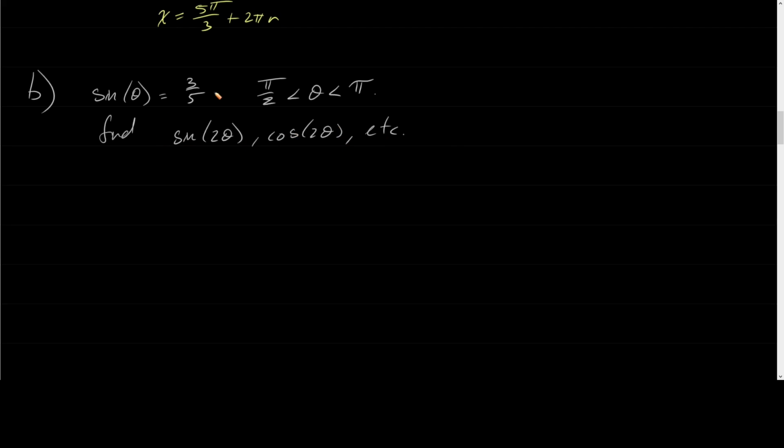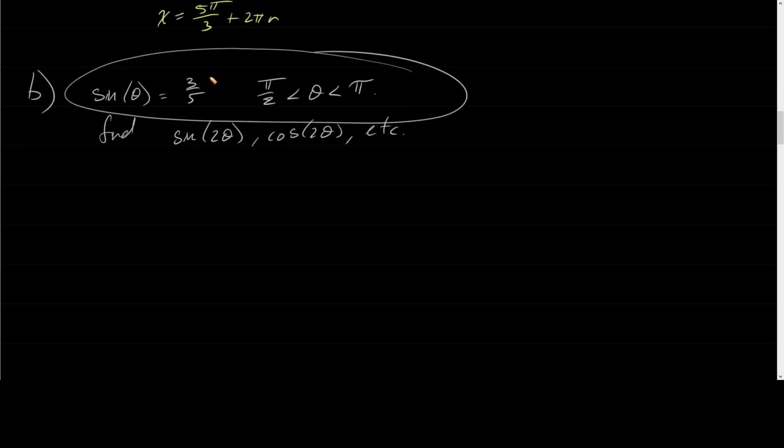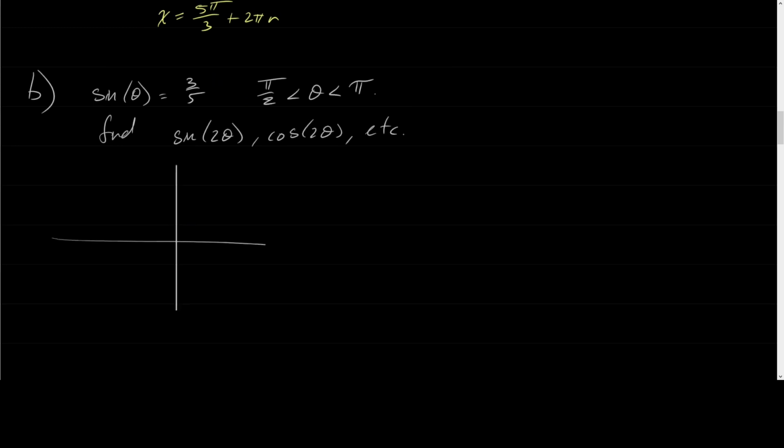So the very first thing I'm going to do here is start by figuring out what triangle this is implying. I start by drawing my x and y axis, and I'm going to draw my triangle this way. I know that it's in the second quadrant because it's between pi over 2 and pi. So this is my triangle right there. And this angle right here, that's my reference angle theta. And I've got sine being 3/5.